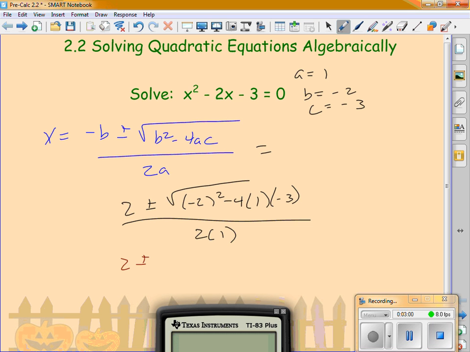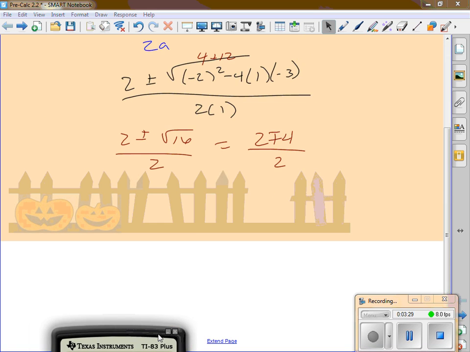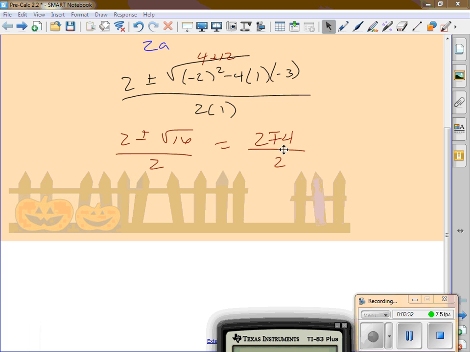I have 2 plus or minus the square root of, what's 2 squared? 4. Negative 4 times 1 times negative 3, positive 12. 4 plus 12 is 16, all over 2. What's the square root of 16? 4. So I have 2 plus or minus 4. Now I can actually solve this one. What's 2 plus 4? 6. 6 divided by 2 is 3.